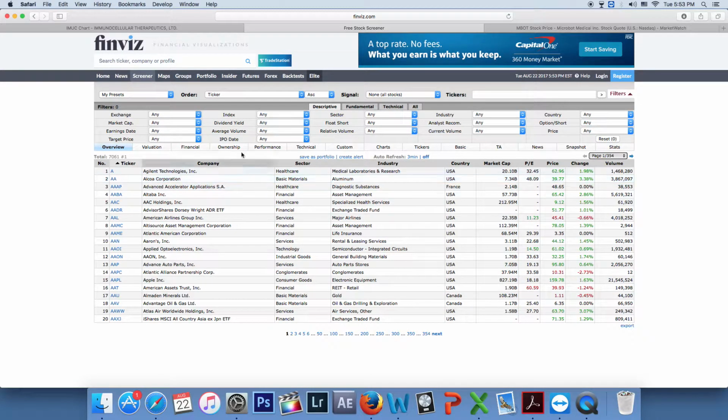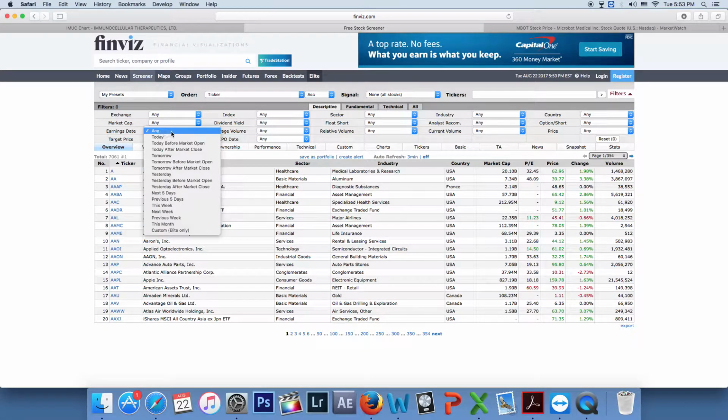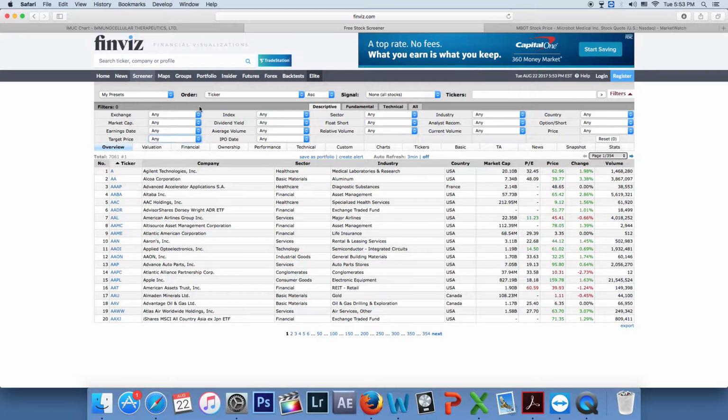You can filter your search by any category. You can look for earnings date. Do the earnings dates close today, or today before market open, or tomorrow? You can search by target price. Are they 40% close to their target price, or are they 20% below their target price? You can search by volume. You want a stock to be over 100,000 average volume.